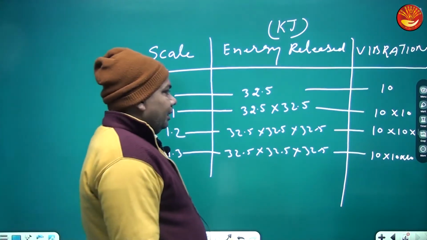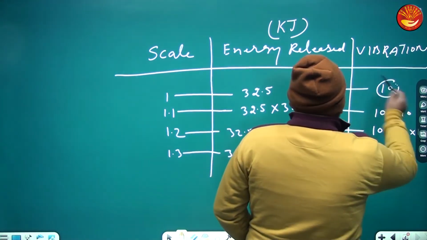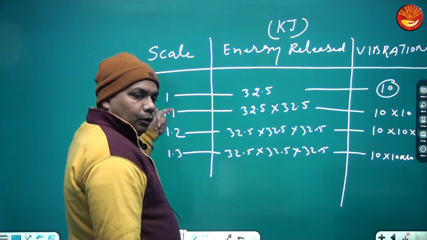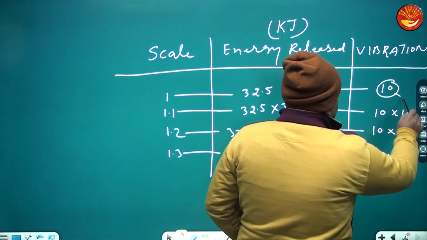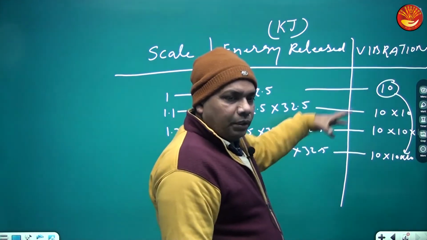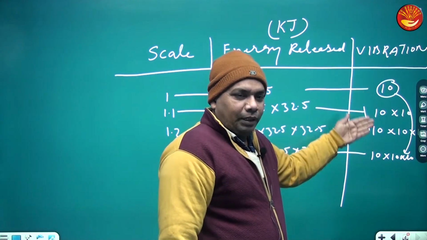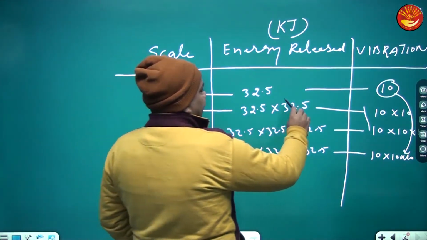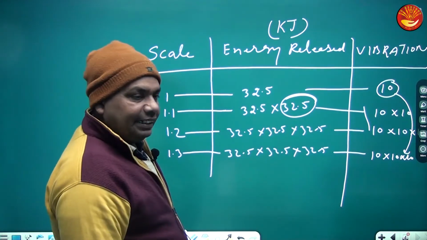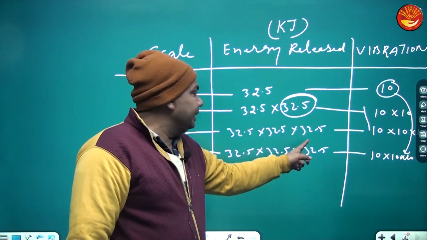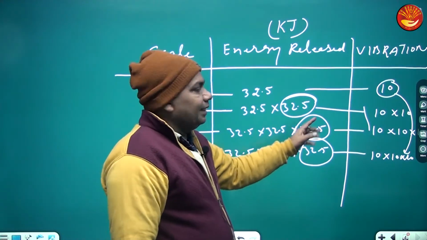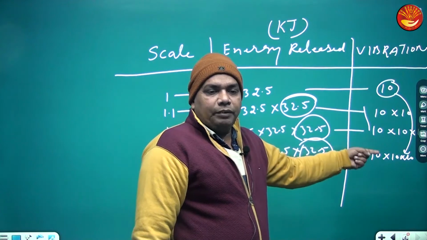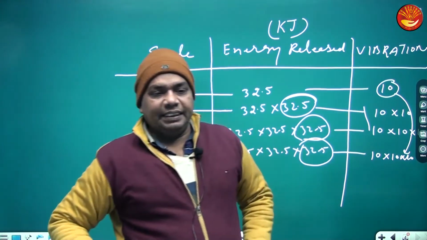So guys, please comment in the comment section: from scale 1 to 1.3, how much is this vibration? From 1 to 1.4, in every stage, what you are noticing here is a 32.5 fold increase in the energy, and the vibration increases by 10 times. So from 1 to 1.4, how much more is this?